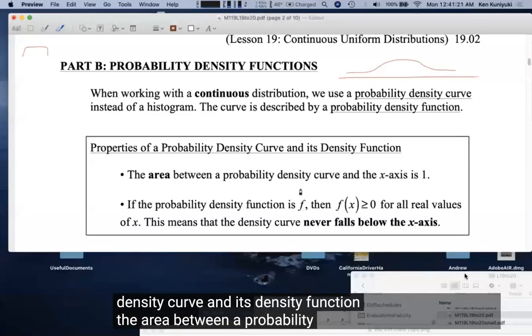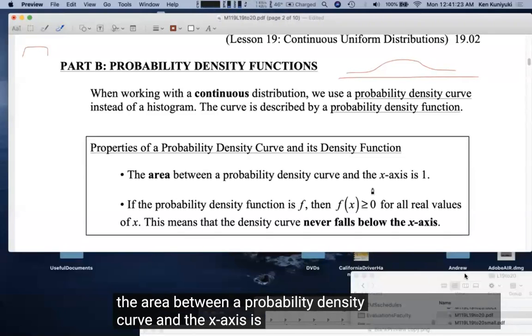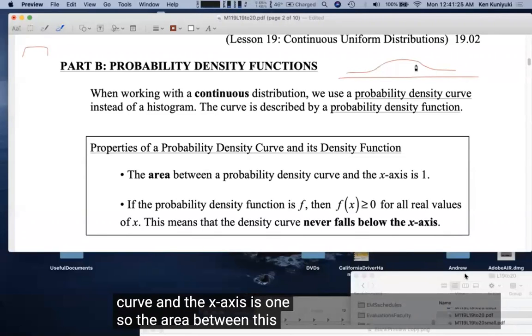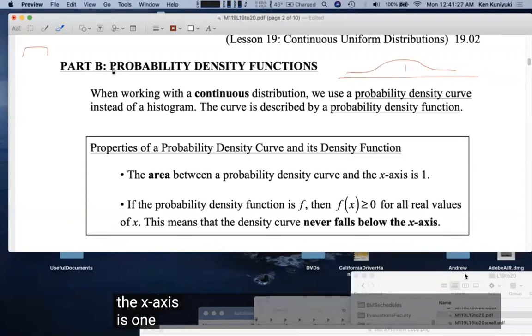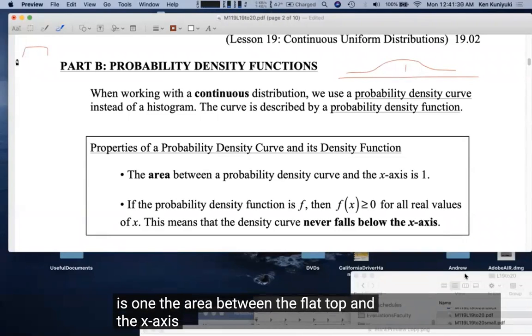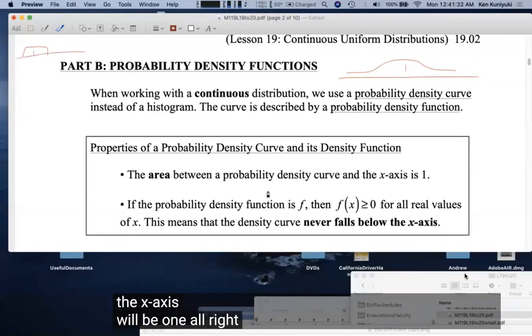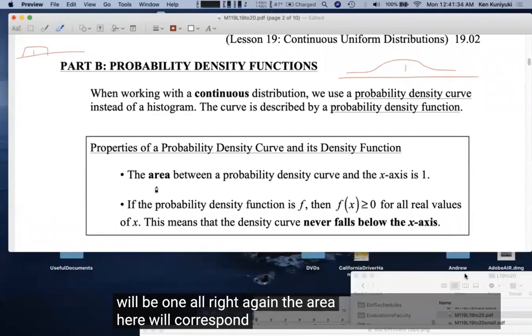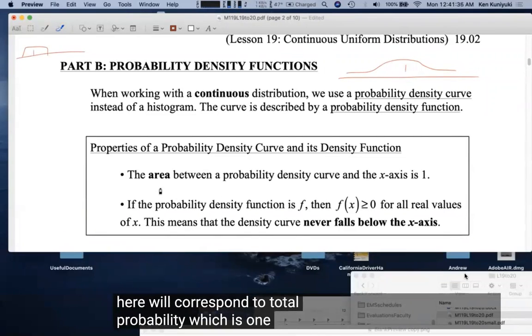The area between a probability density curve and the x-axis is 1. So the area between this bell curve and the x-axis is 1. The area between the flat top and the x-axis will be 1, all right? Again, the area here will correspond to total probability, which is 1.